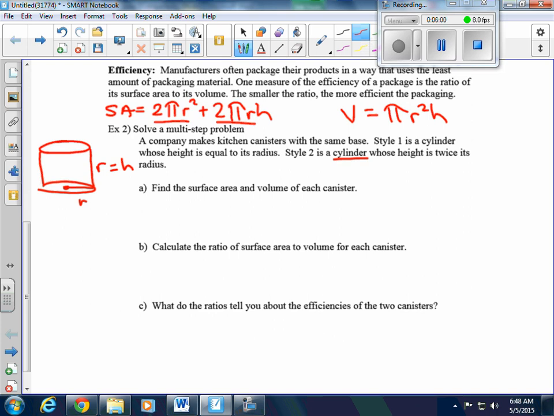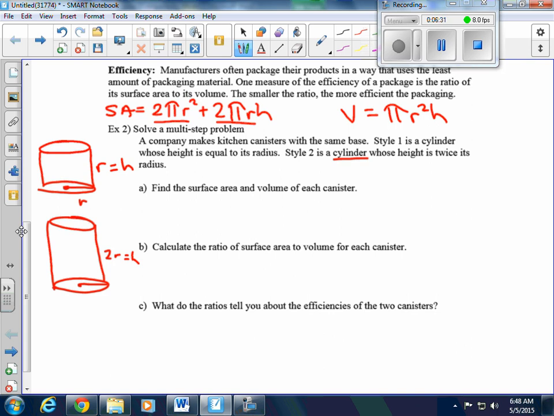If we look at style 2, this is going to be a taller, skinny one, because style 2 is a cylinder whose height is twice its radius. So this one's going to be 2r equals the height. Now we're going to set up which one is more efficient. What we need to do is look at finding the surface area and volume of each canister.